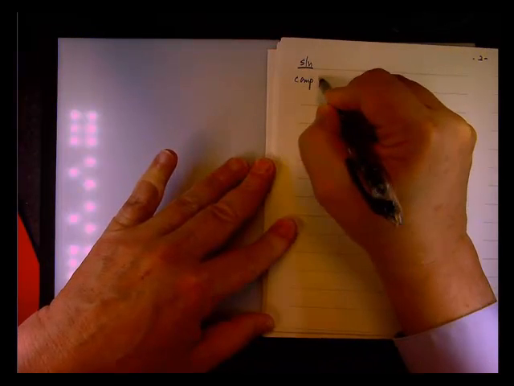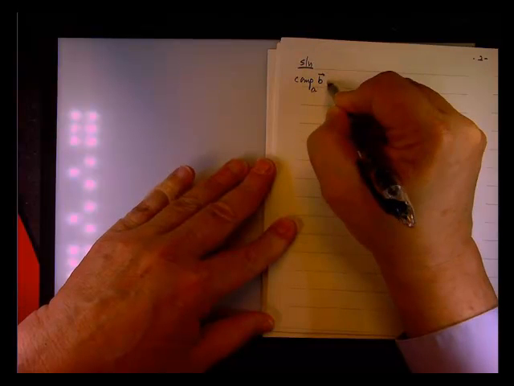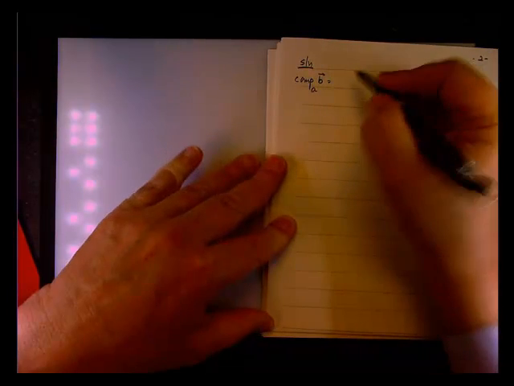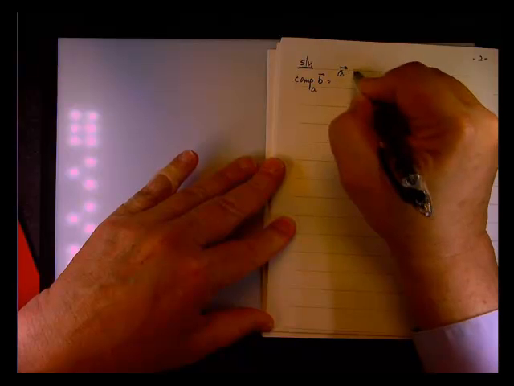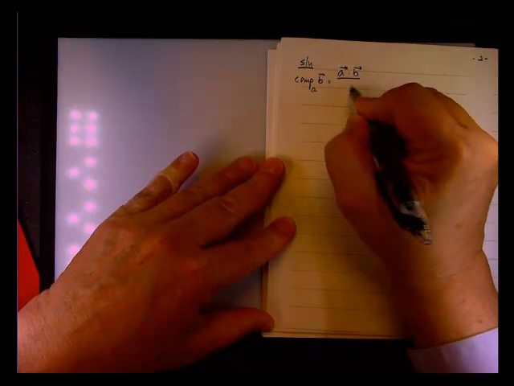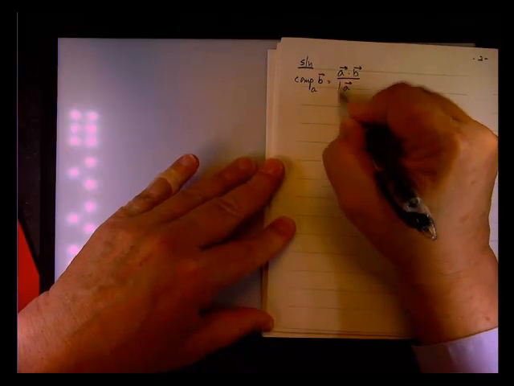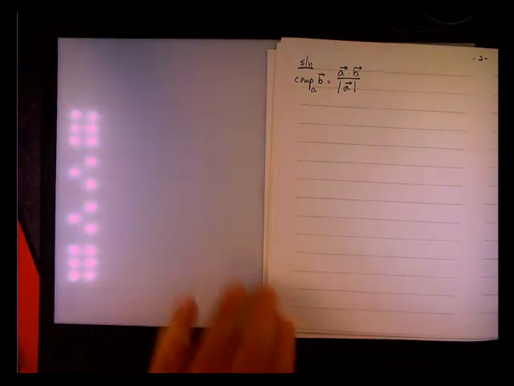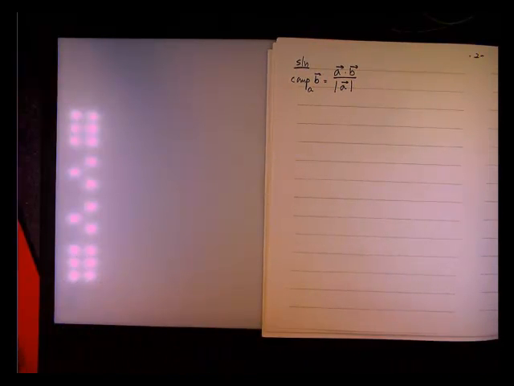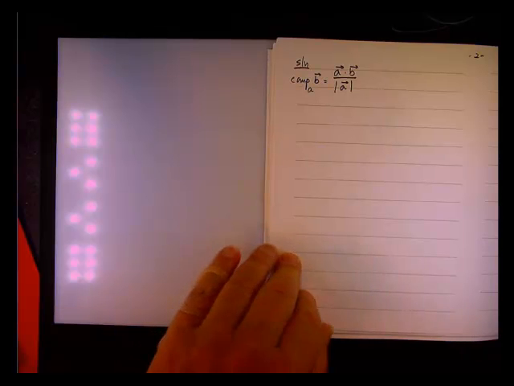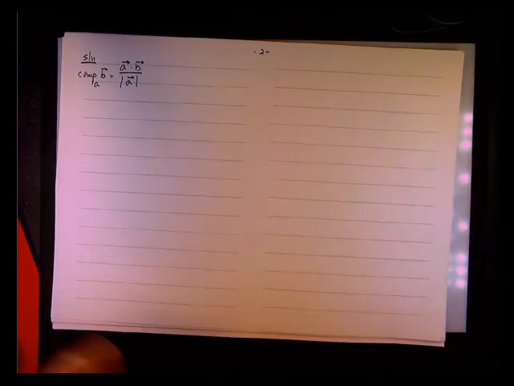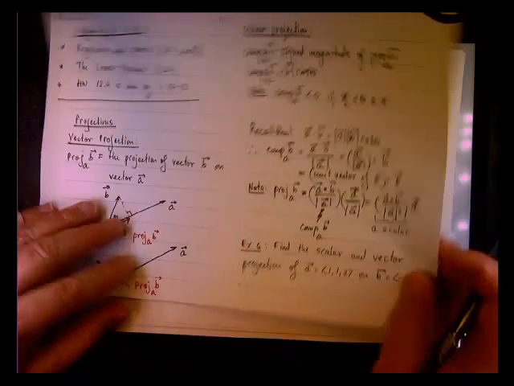So here comes the solution. Essentially we need to find the dot product, and we need also the magnitude of A. So we can do it in one shot, I think. Let's find the scalar projection. So comp B on A. Remember, it's a dot product, it's A dot B divided by the magnitude of A.